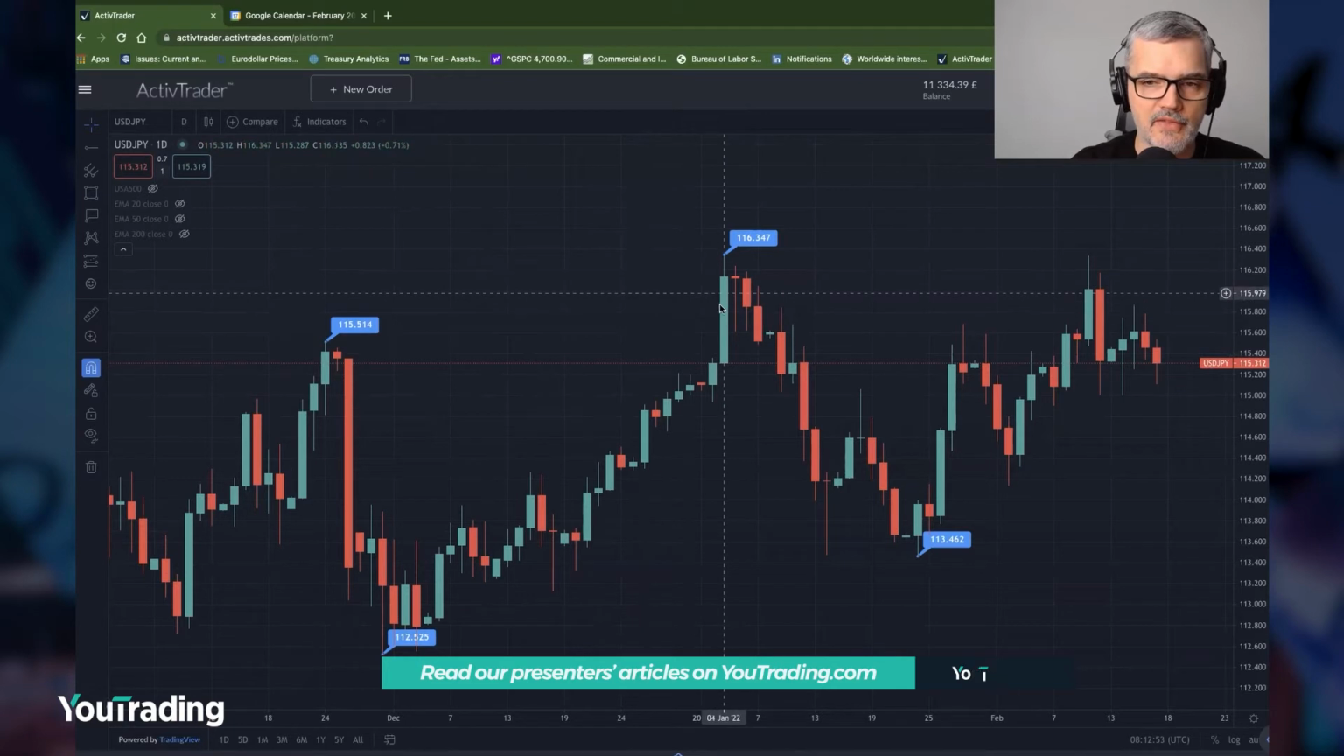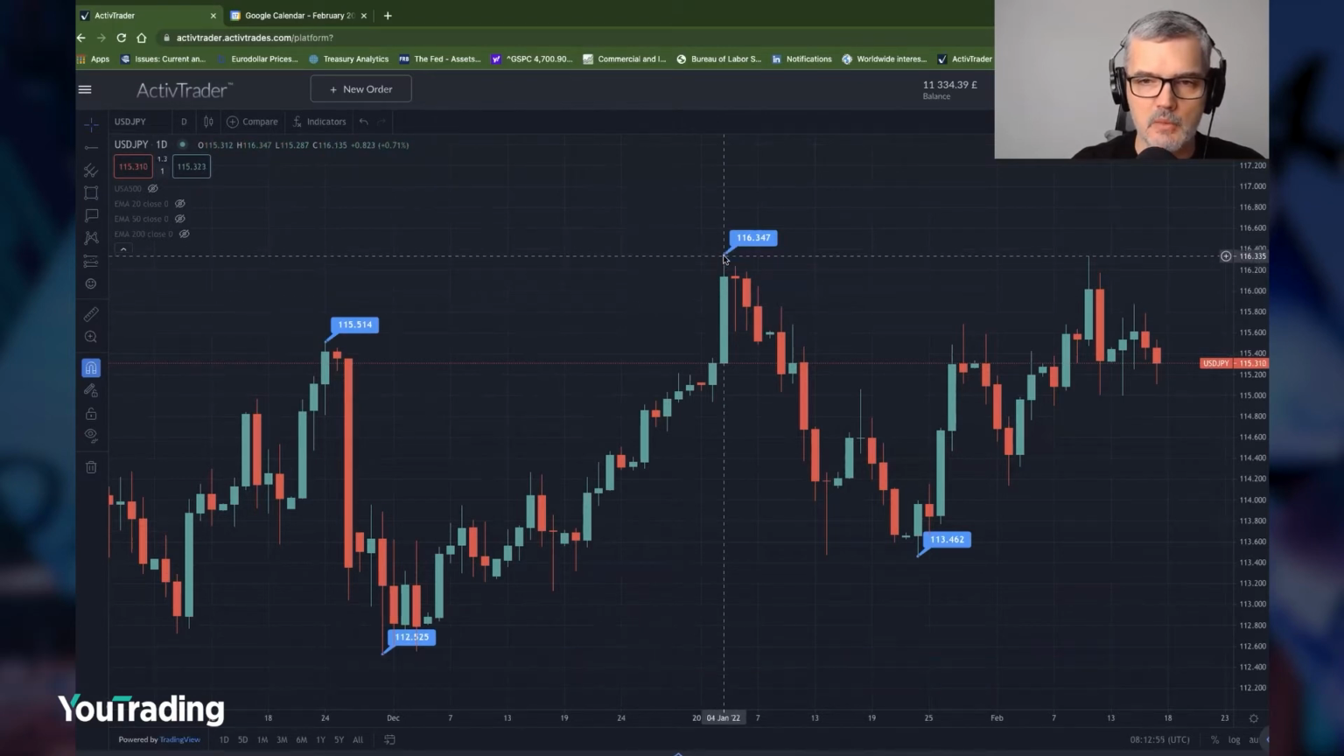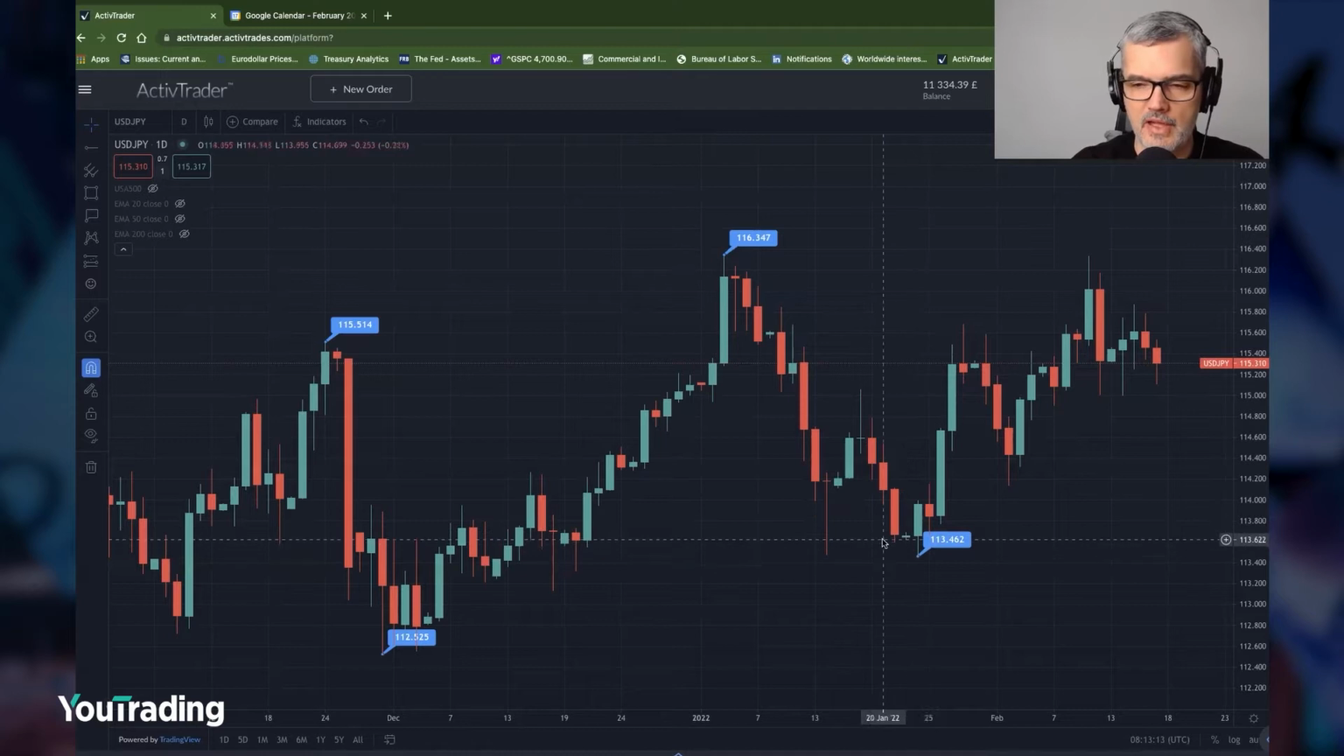So we have a high here, 116.347. To the left of that, we've got a lower high, and to the right of that, we've got a lower high. Now, sometimes we'll have a small candle like this one, which is a Sunday candle, and I disregard Sunday candles. I just use Friday and Monday. And if Sunday is part of Monday, then we just combine that together.